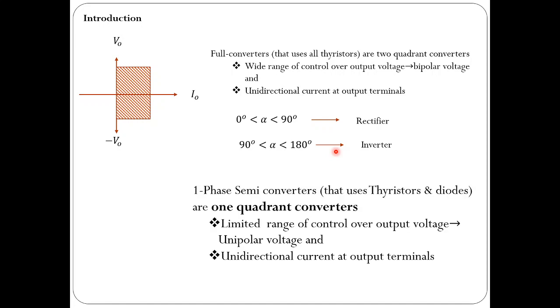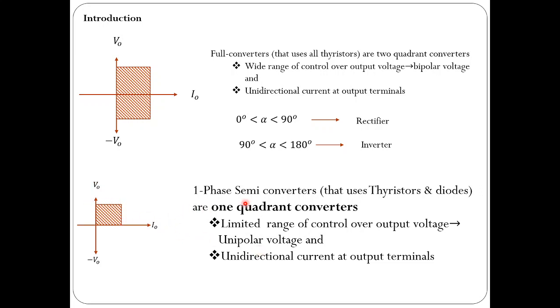Similarly, coming to the semi-converter, which uses thyristors and diodes, they are one quadrant converters. So we have a limited range of control over the output voltage, and it is possible to control the voltage in only one direction. That is, unipolar voltage is possible, and current is always unidirectional for the semi-converter or full converter. So only one quadrant operation is possible.